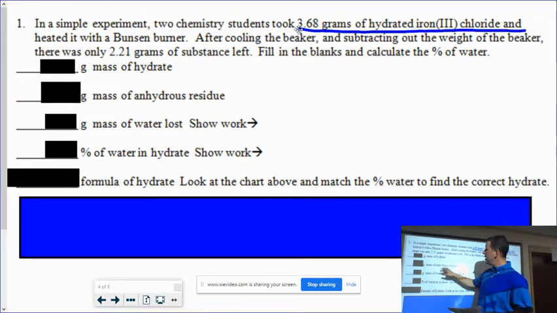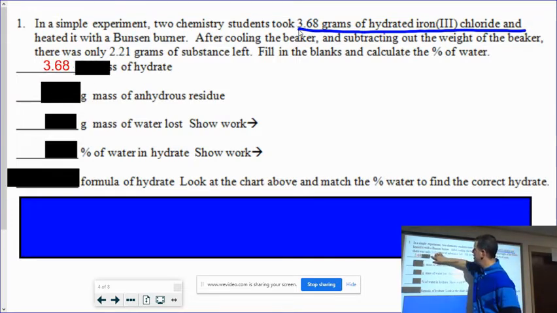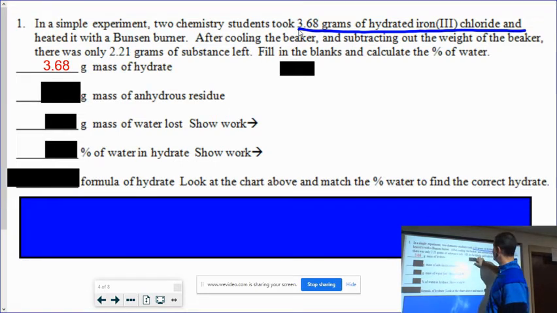So pause the video, see if you can fill in these numbers. If you can fill in these numbers, you're going to have a really easy time in lab. If I have to do it all for you, you're going to have a more difficult time in lab. So try to do these numbers. You get some wrong, you get some wrong. So the mass of the hydrate, 3.68 grams. Right there, that's the hydrated compound.